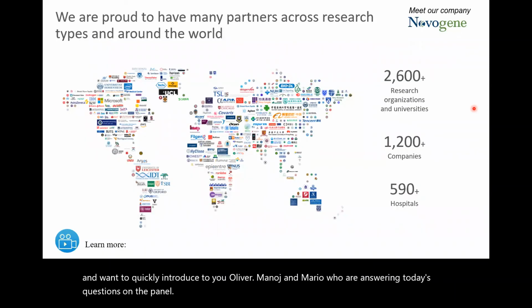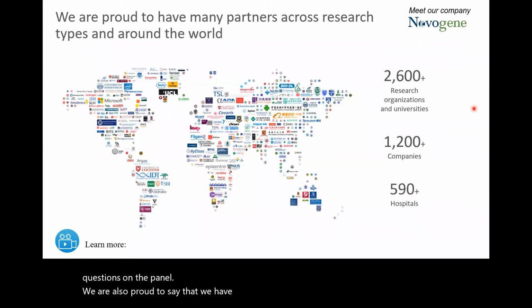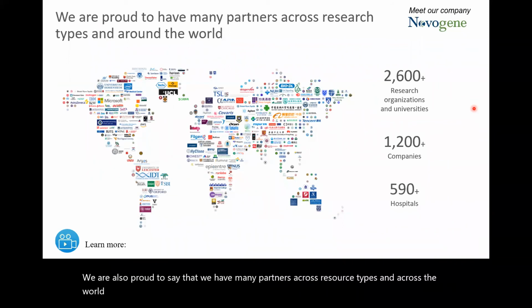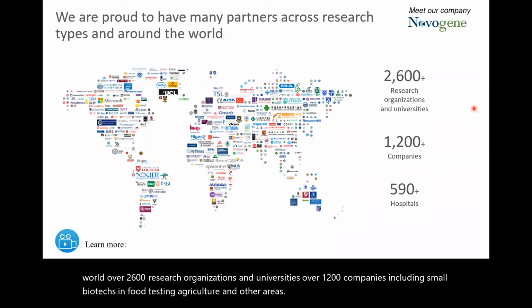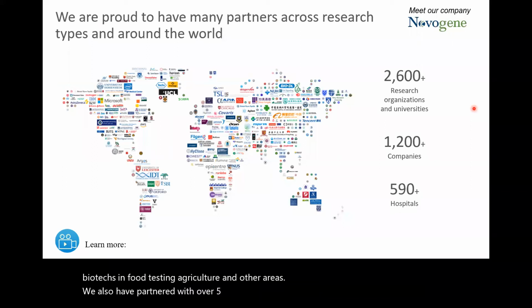We are also proud to say that we have many partners across research types and across the world. Over 2,600 research organizations and universities, over 1,200 companies, including small biotechs in food testing, agriculture, and other areas. We also have partnered with over 590 hospitals, and we hope that we can partner with you.